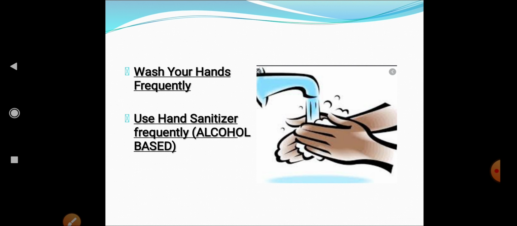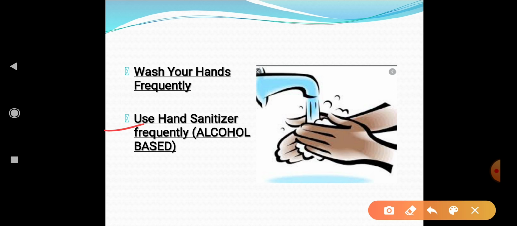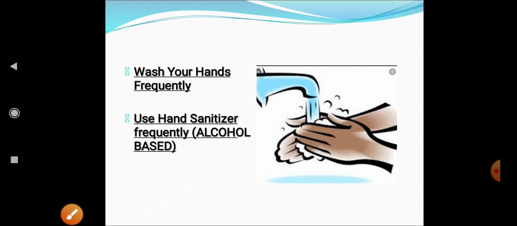Now, if you are in an area where a hand washing facility is not available, or if you are traveling, then you have to use hand sanitizer. After going to the washroom also you should use hand sanitizer. Keep in mind that this sanitizer should be alcohol based, then it will be more effective. So use alcohol based sanitizer.